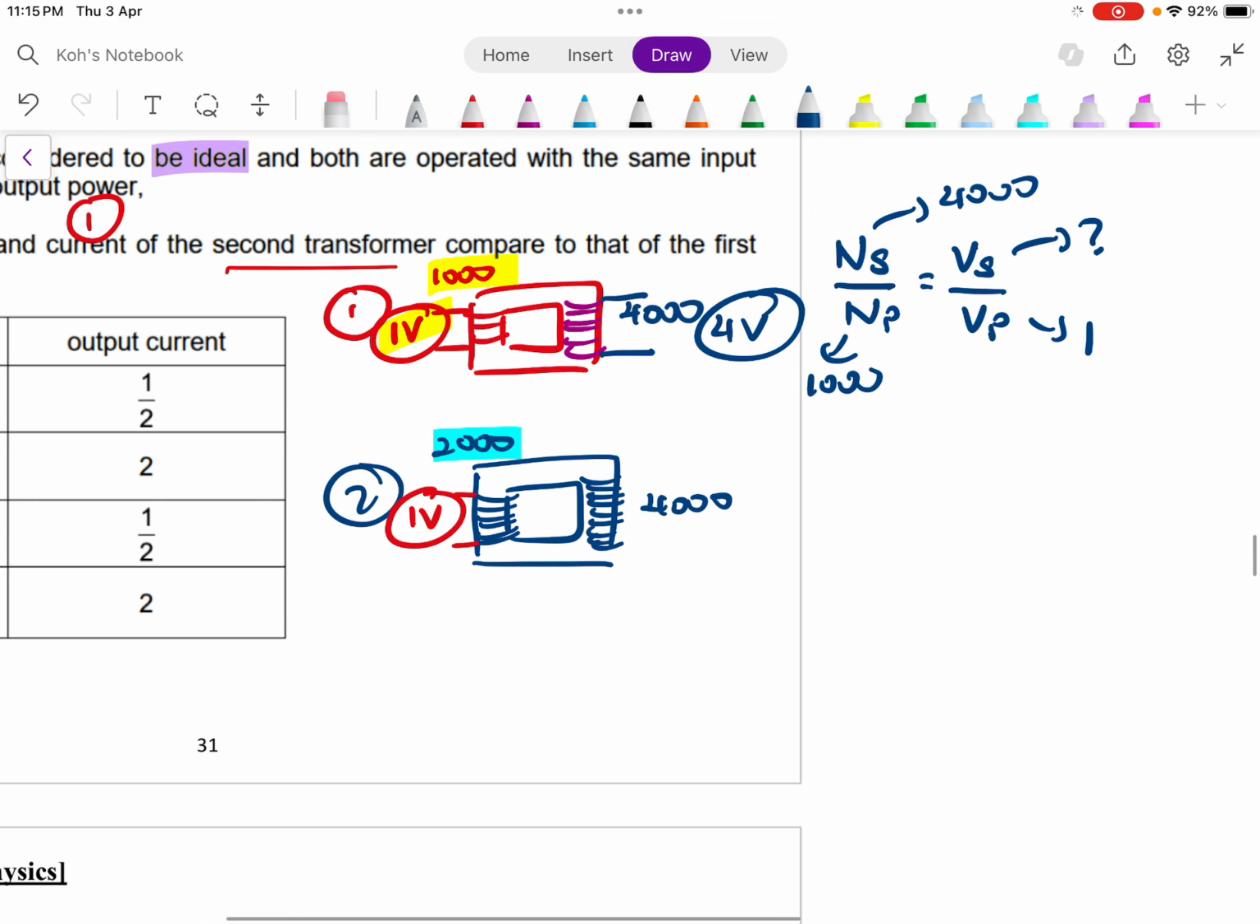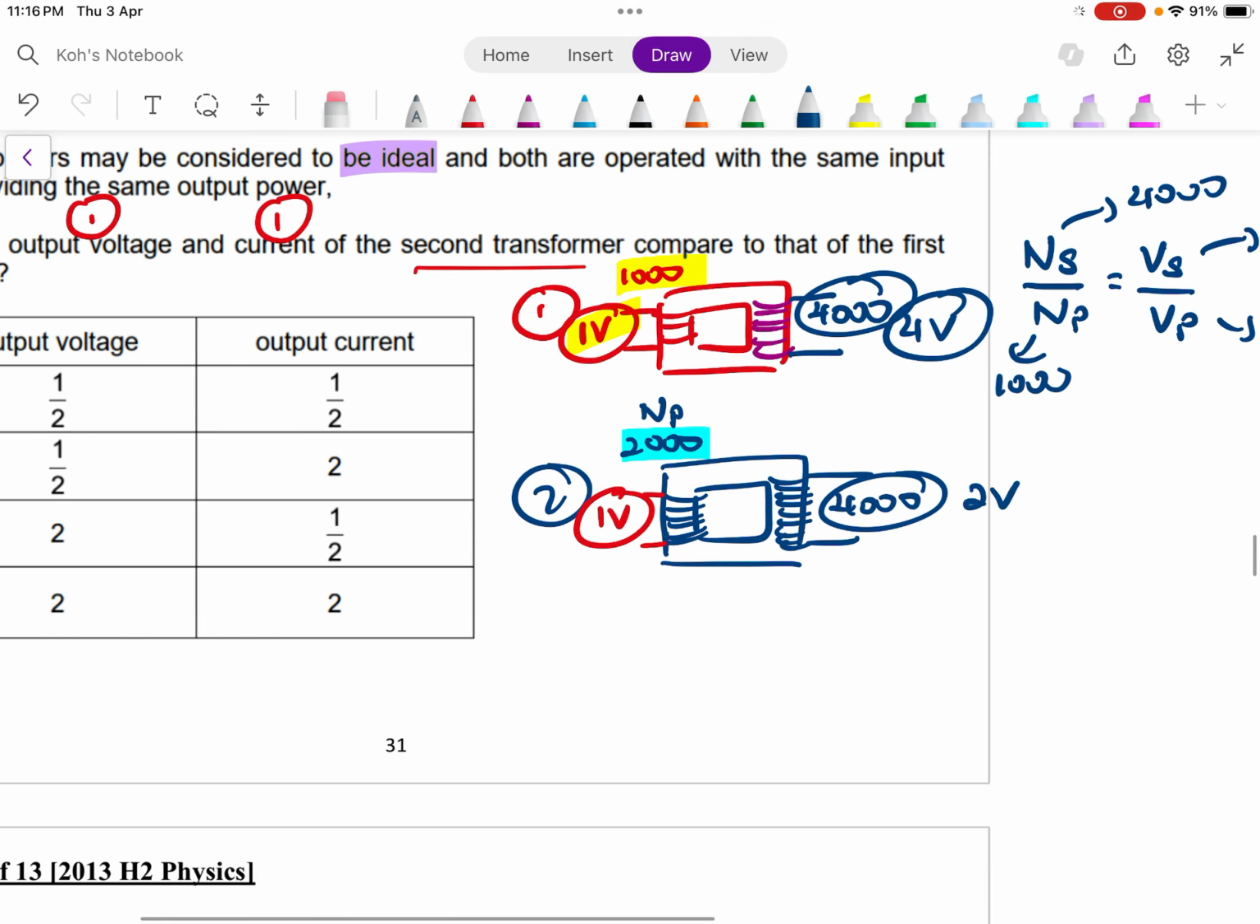What about the second transformer? Second transformer, same input voltage of 1 volt, but your primary number of turns is 2000 turns. Then your secondary, because they are the same, this must also be 4000. Meaning that the output voltage will be 2 volts, because 1 times 2 is 2 volts.